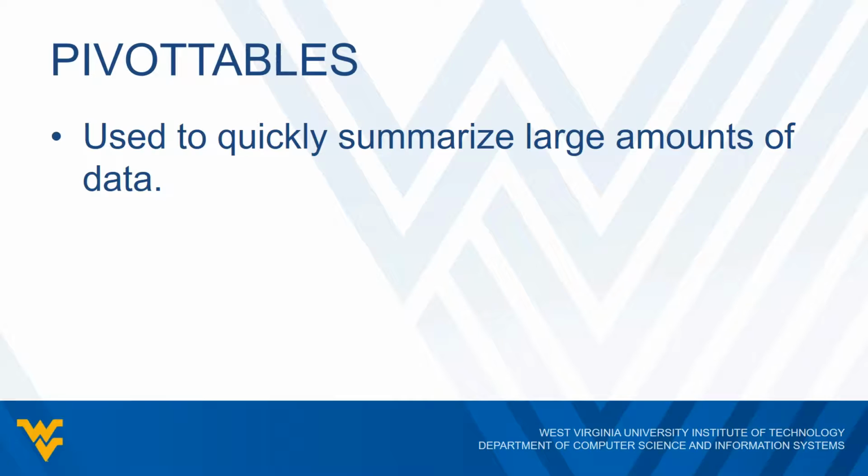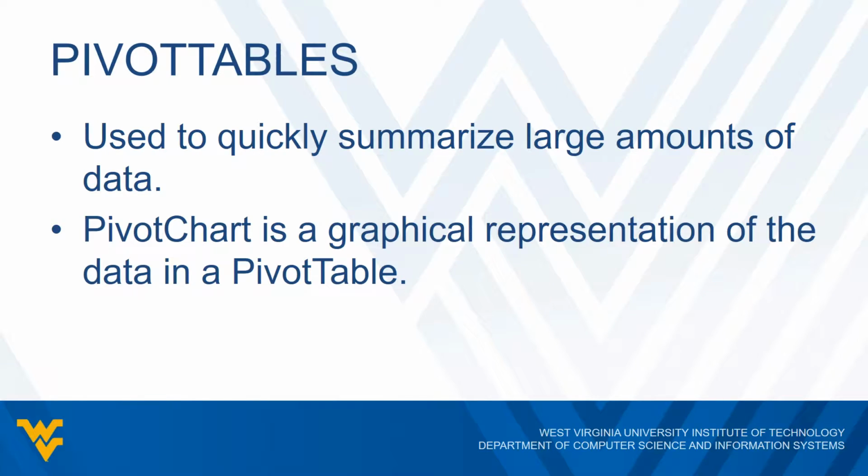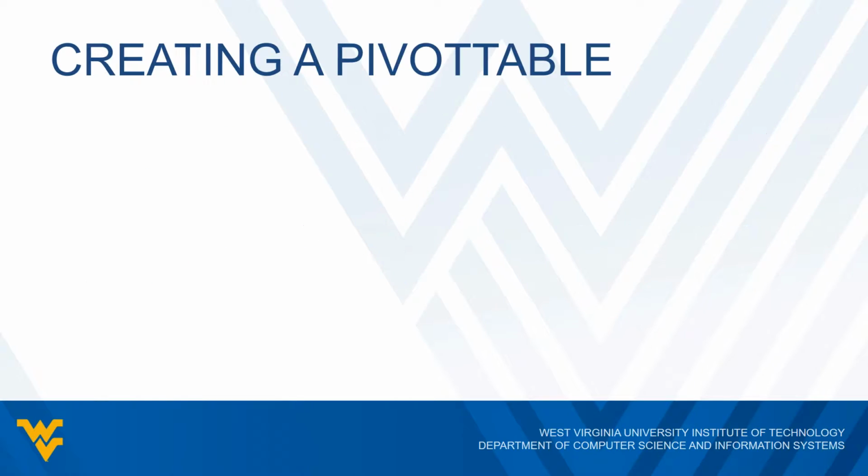So it's a lot more dynamic in that we can change elements of the table as we see fit. And with this data, we can actually even create what are called pivot charts. So these would be graphical representations of the data in the pivot table. And everything that we've talked about with charts would also apply to pivot charts.